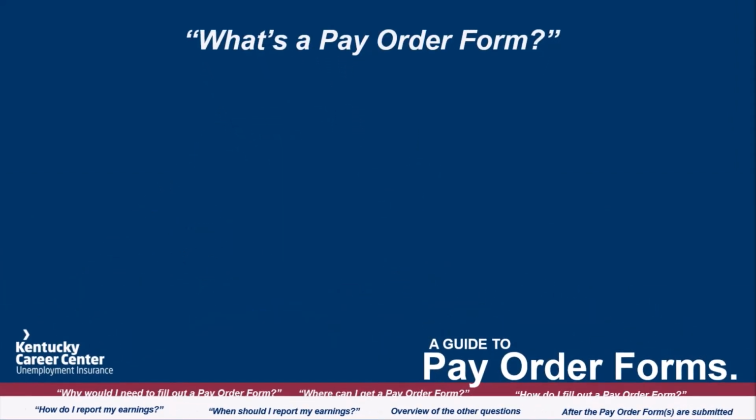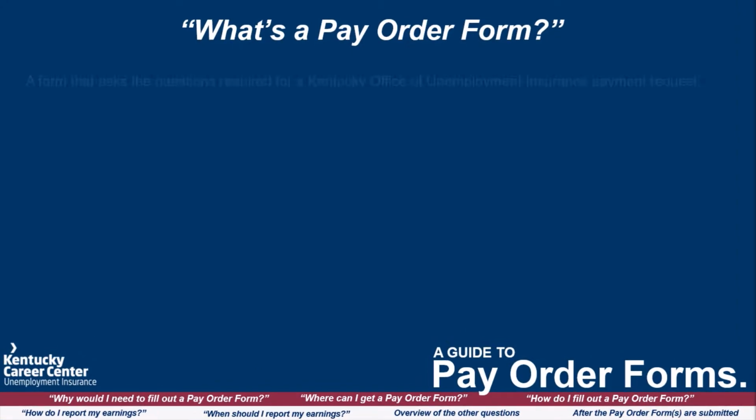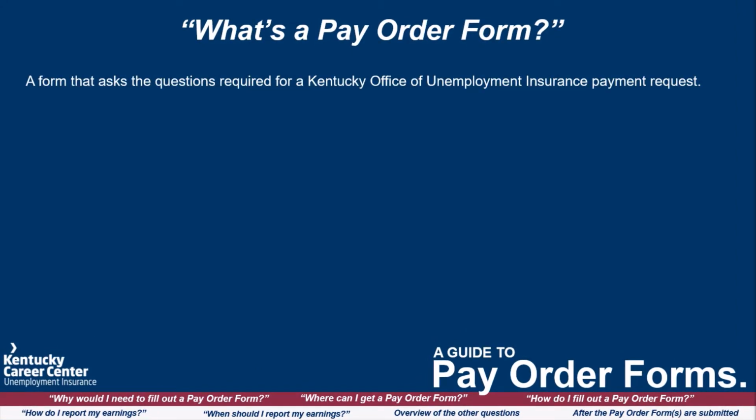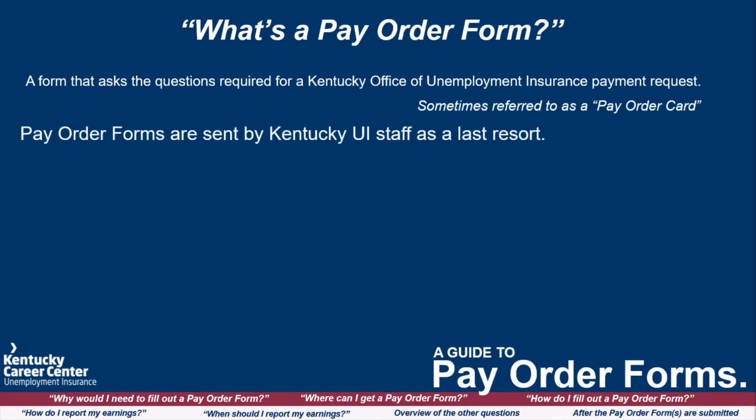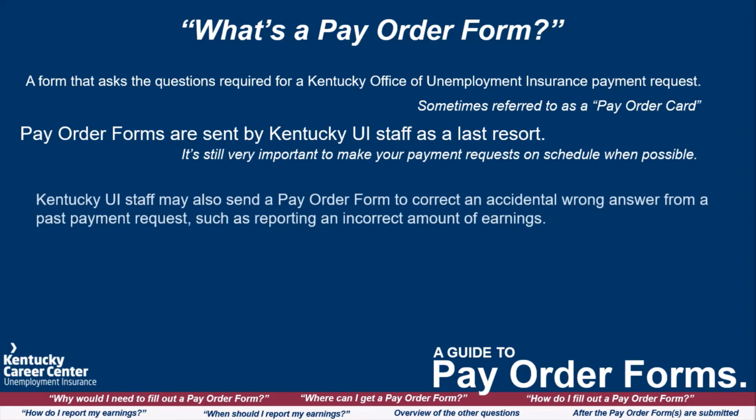We'll begin with what's a pay order form? It's a form that asks the questions required for a Kentucky Office of Unemployment Insurance payment request, sometimes referred to as a pay order card. Pay order forms are sent by Kentucky UI staff as a last resort. It's still very important to make your payment request on schedule when possible.